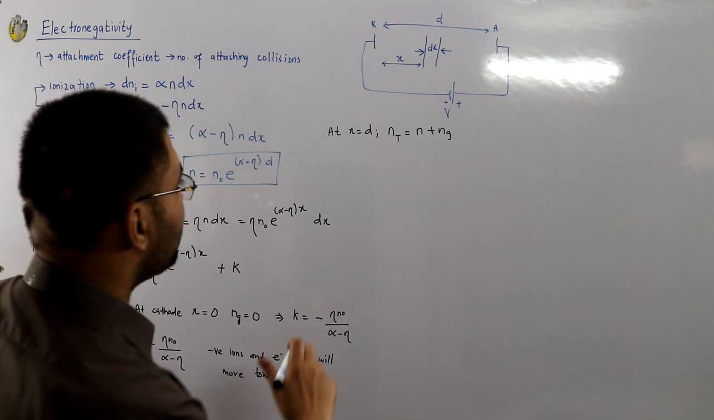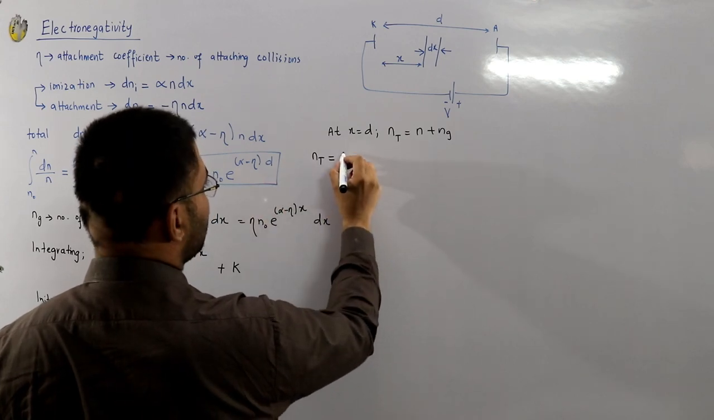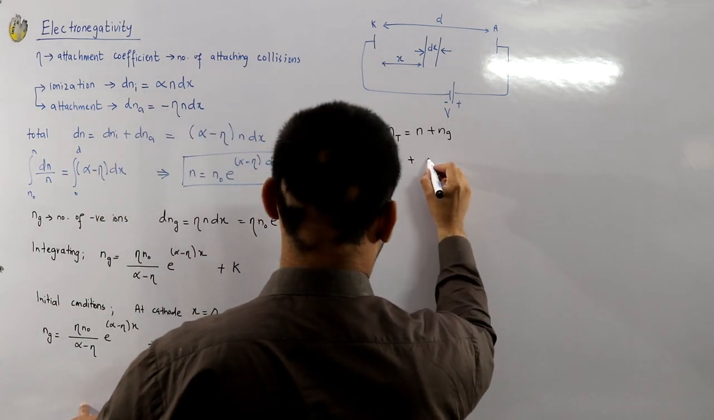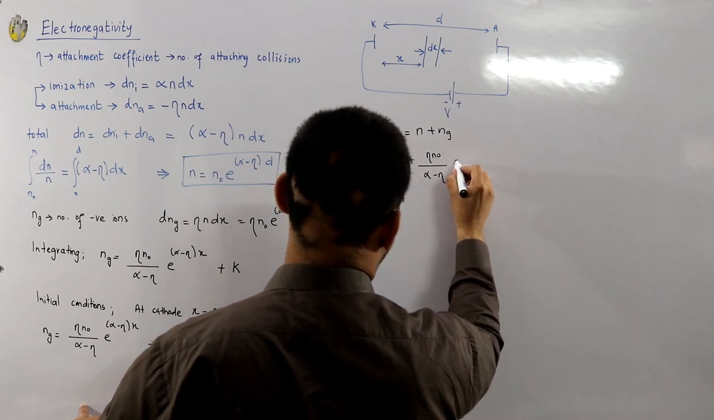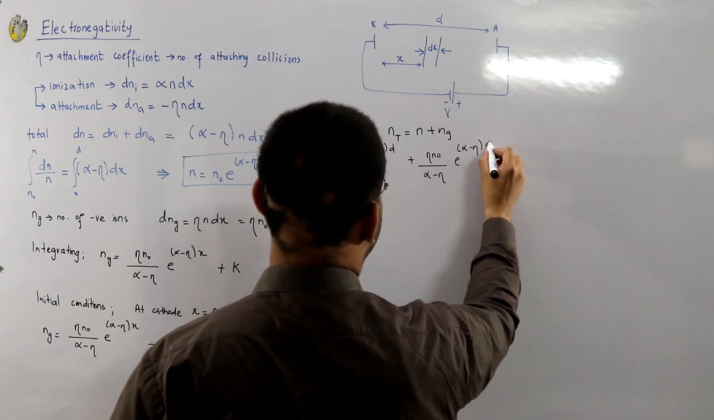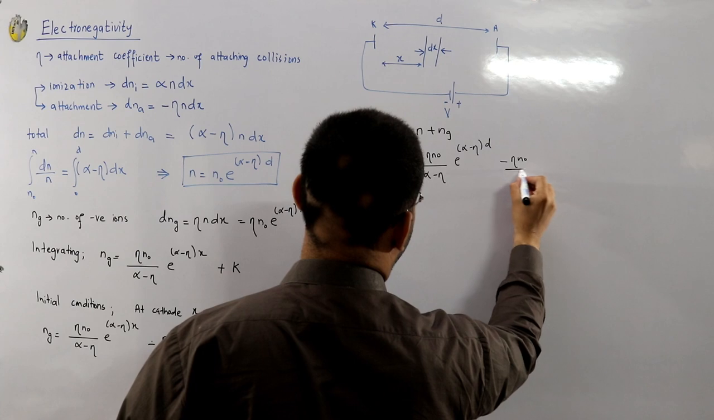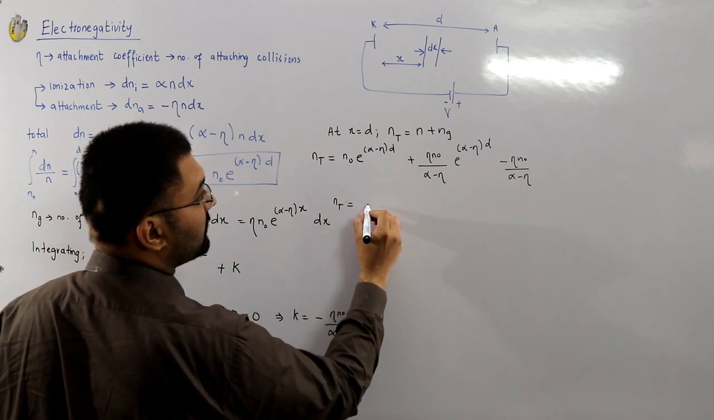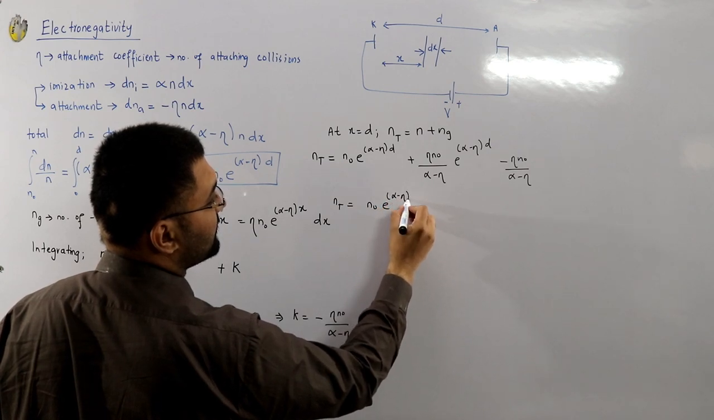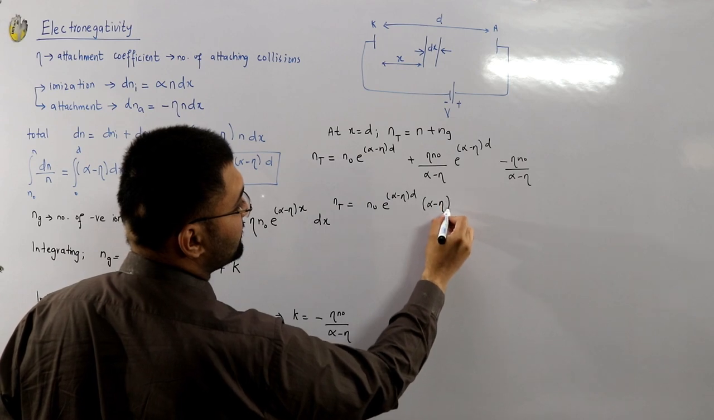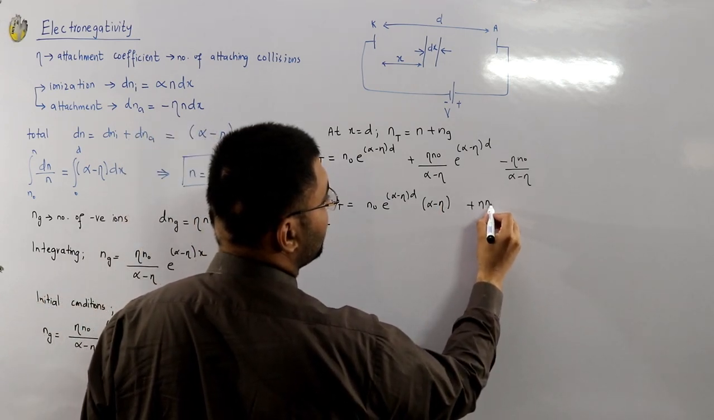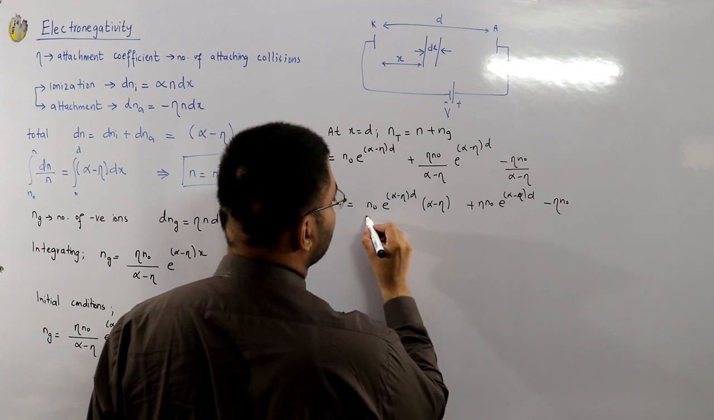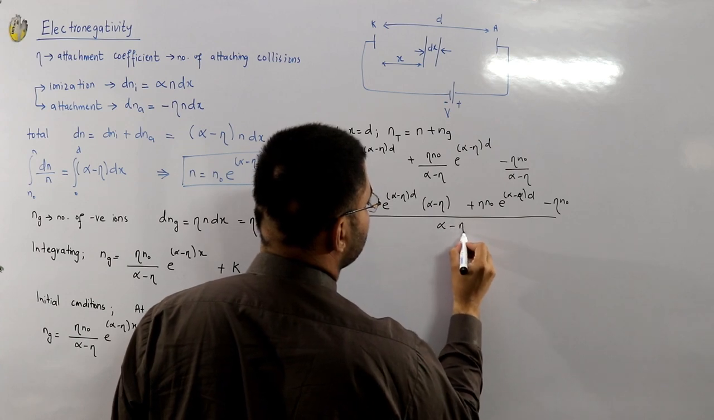So put down the values. Nt would come out to be: N is N naught exponential of alpha minus eta times d, plus eta N naught over alpha minus eta, exponential of alpha minus eta times d, at x is equal to d, and then minus eta N naught over alpha minus eta. Right, now take the LCM. So Nt would be equal to N naught exponential of alpha minus eta times d, multiplied with alpha minus eta, plus eta N naught exponential of alpha minus eta into d, minus eta N naught, and this whole divided by alpha minus eta.